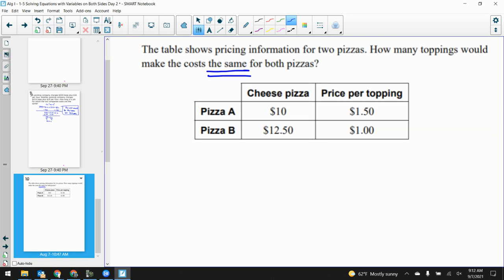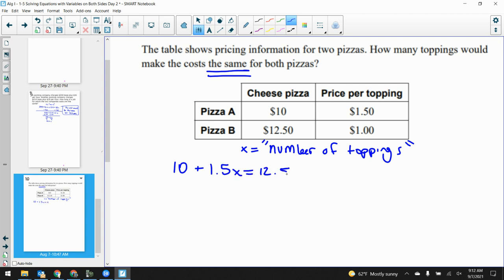So let's take our base prices plus the amount per topping. Let's make x the number of toppings. So this is 10 plus 1.5x is equal to 12.5 plus 1x. See what I did there? 10 plus 1.5x is equal to 12.5 plus 1x.